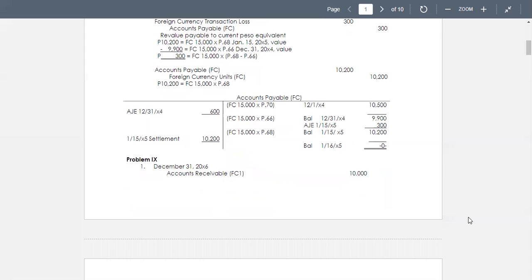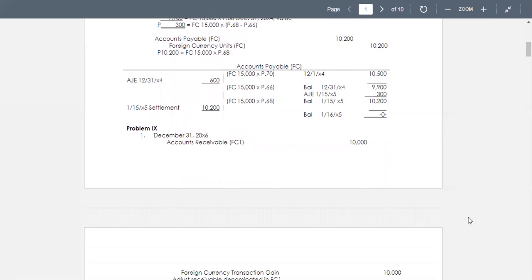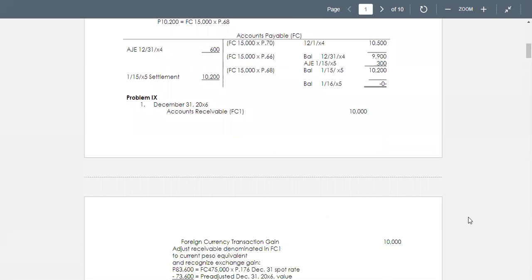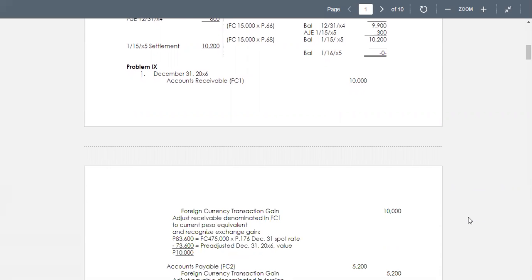So the entry on December 31, 2006 is to debit. Here we have the amount of 10,000.